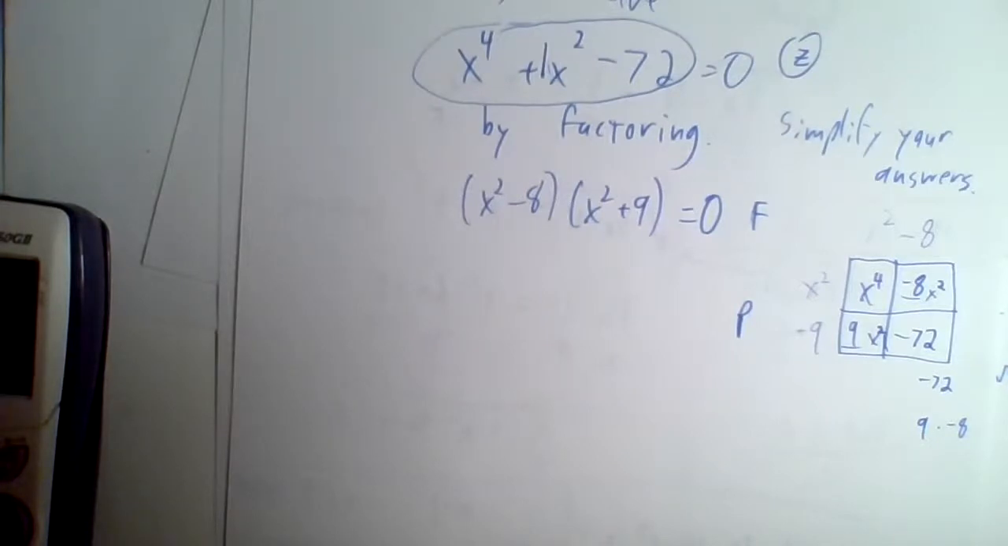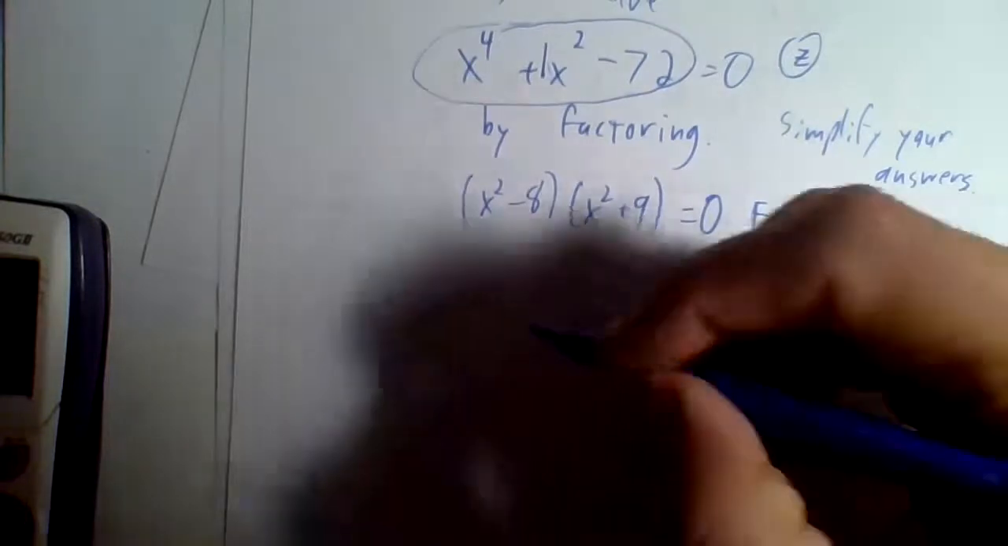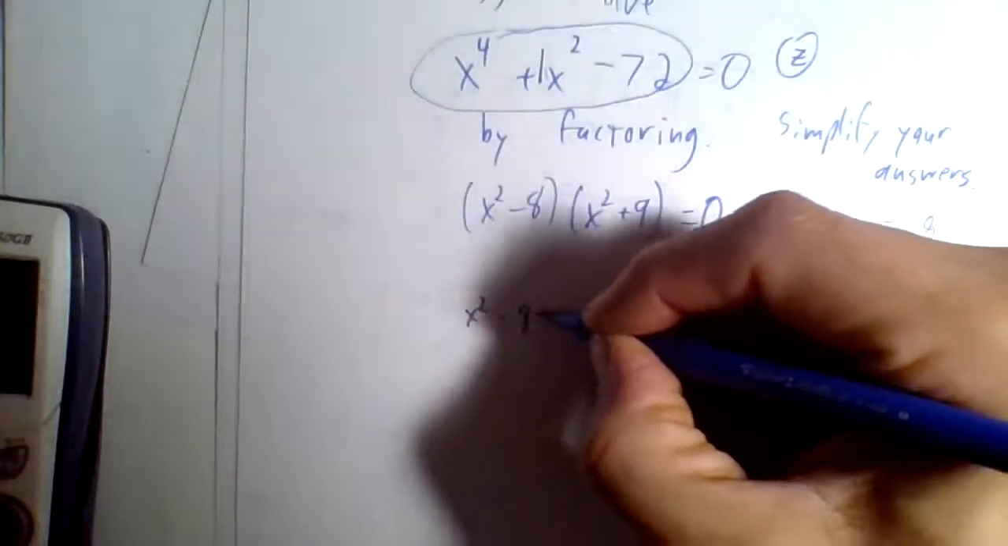So apply the property how? The zero factor property lets me split this up. It turns into these two things.